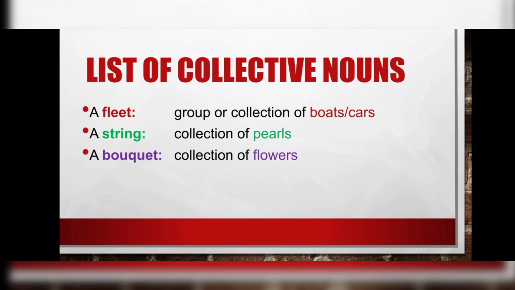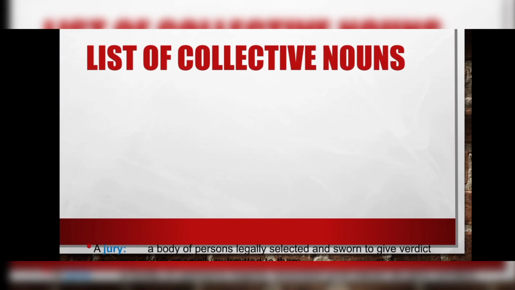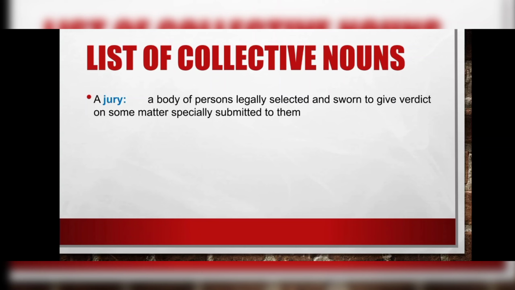A bouquet, it is a collection of flowers. A bunch, a group or collection of keys. Or a galaxy, it is a collection of stars. So you have to make your own example sentences of these collective nouns to have a check on your writing skills, whether you are legible enough to make it a good exercise or good practice or not. Here are some more collective nouns. You can have an eye on these.